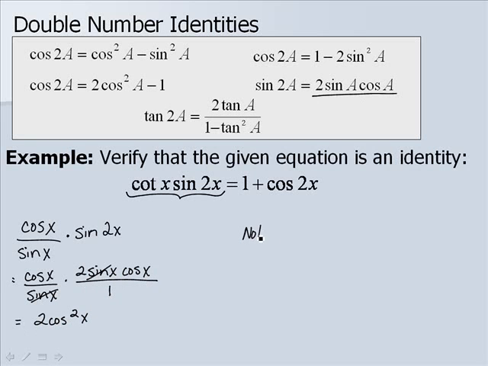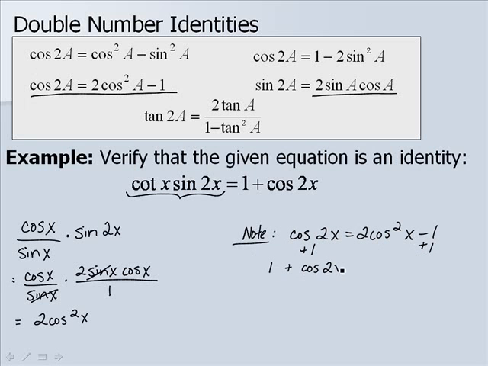Now also notice up here we have the cosine of 2a, or 2x in this case, equals 2 cosine squared of x minus 1. If we add 1 to both sides of that identity, we have 1 plus the cosine of 2x equals 2 cosine squared of x. So here we found that when we worked out the left-hand side, we got 2 cosine squared of x, which is equal to 1 plus cosine of 2x, using our identity. So we've proven that our equation is an identity.